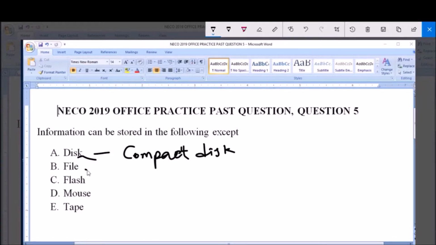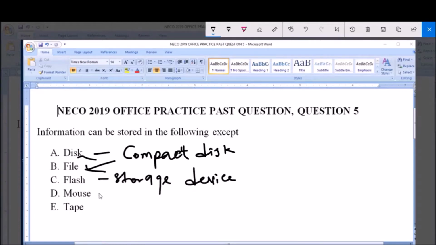Then B says file. Yes, information is also stored in files, be it a physical file or the Word files in the computer. So information can be stored in a file. Now C says flash. Yes, flash is also a storage device where information can be stored.